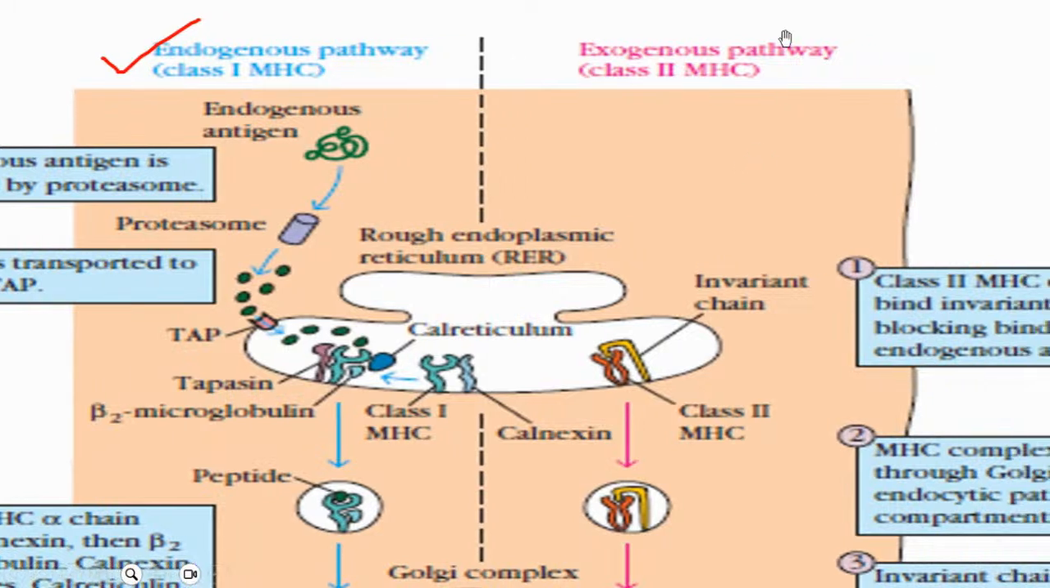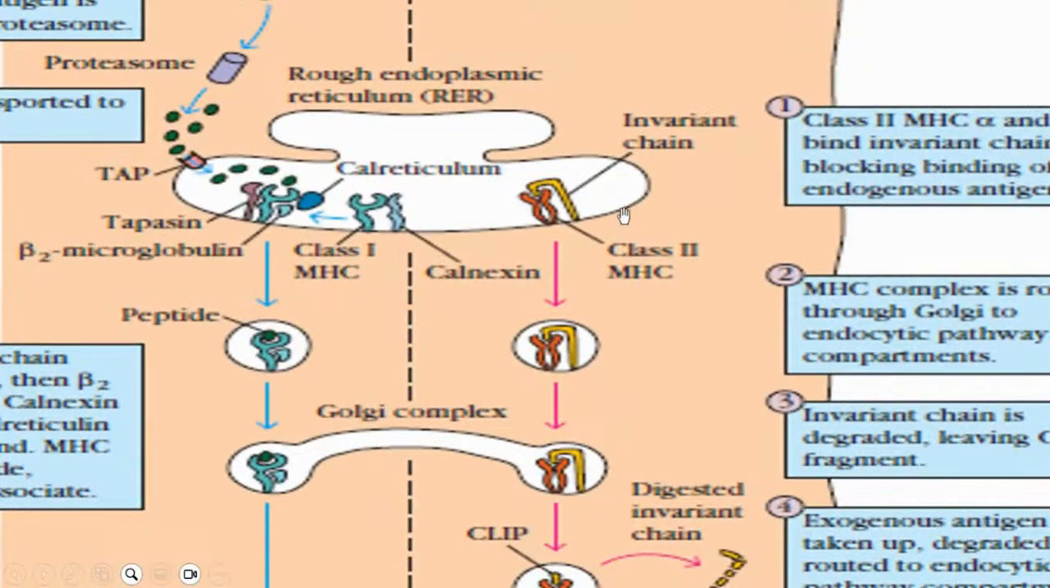Now coming to the exogenous. Exogenous means here the antigen is present outside the cell. So nothing inside over here, only the folding and the formation of the class 2 MHC molecule is happening, that also within the endoplasmic reticulum.